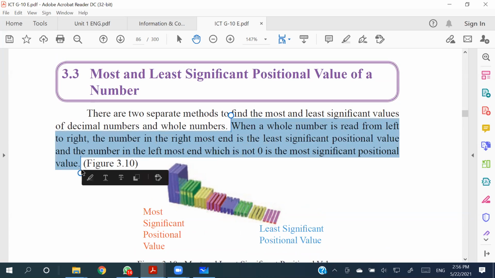To here. It is describing the most and least significant values of a whole number. That means an integer.